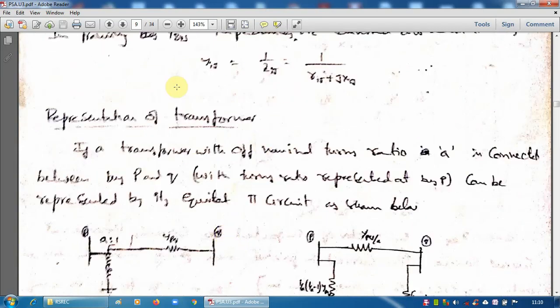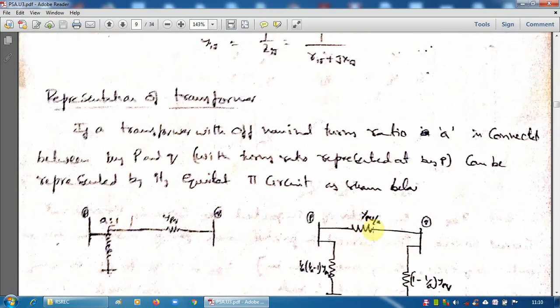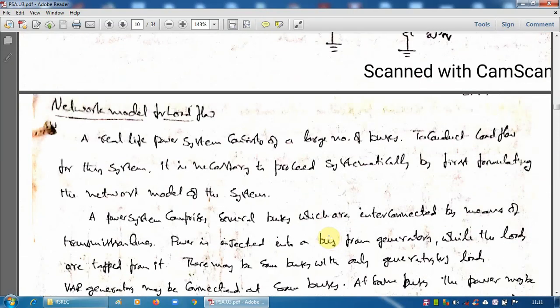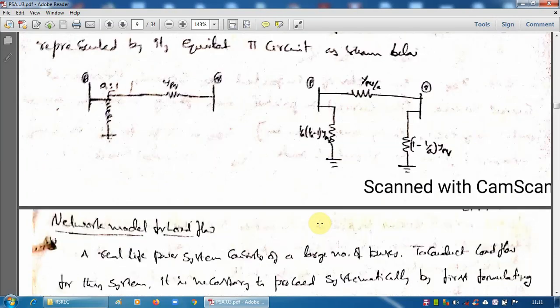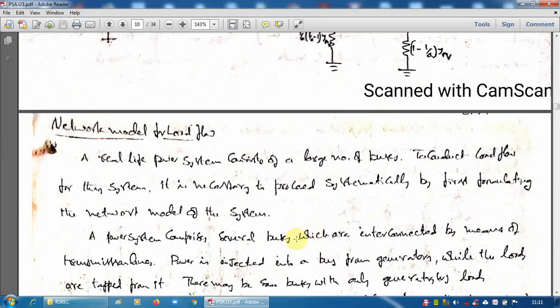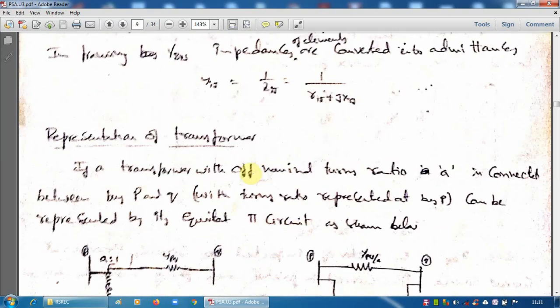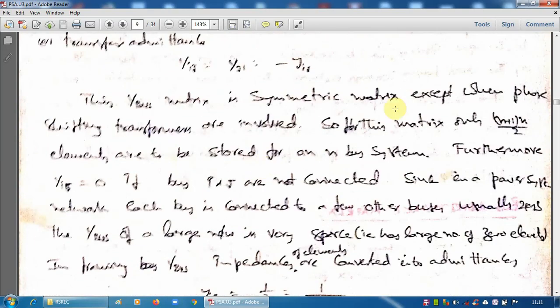But in case there is an off nominal transformer present in between any line PQ, the Y bus data, that means the admittances of the elements connected to that P and Q, will slightly change like this. This is only some point, but these are all beyond the scope at this point. We need not consider that. You leave that right now. We'll switch over to the next topic. Except this one, this is already over.